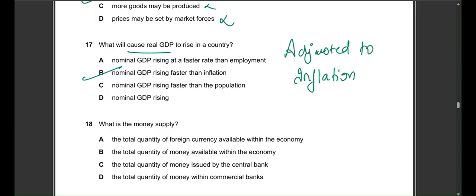All right, because if you know this concept, then this question would be easier. This doesn't make sense because employment is not as related. It would be more helpful when you are calculating GDP per capita. So both of these are eliminated. This doesn't make sense either. So the right option would be option B.